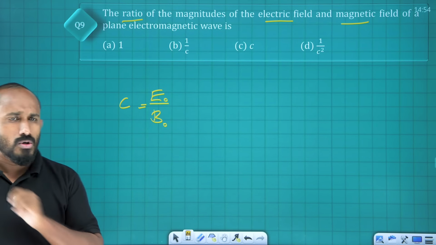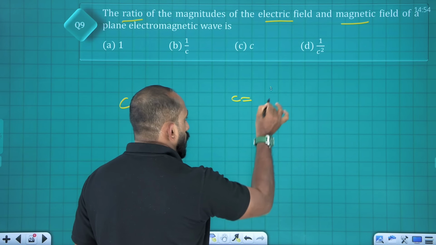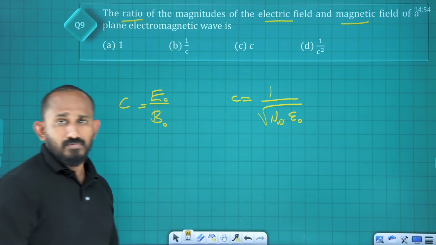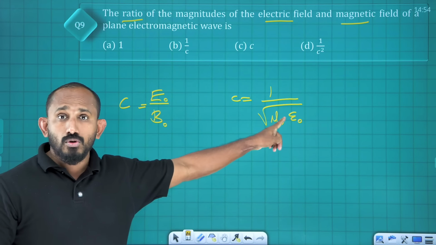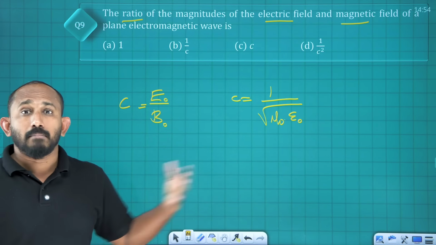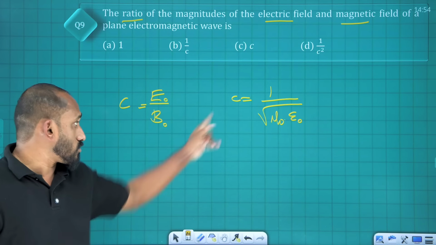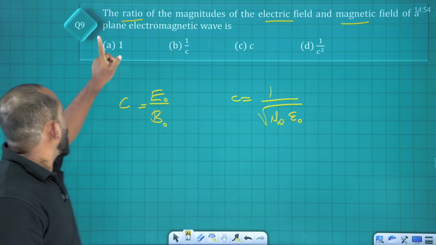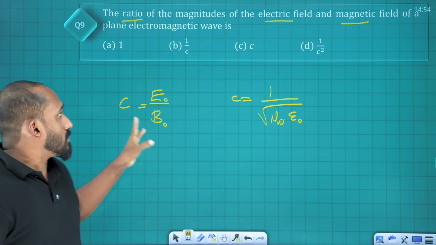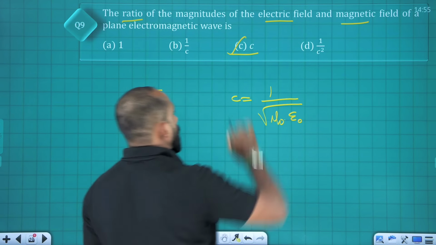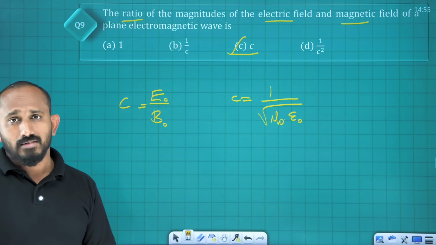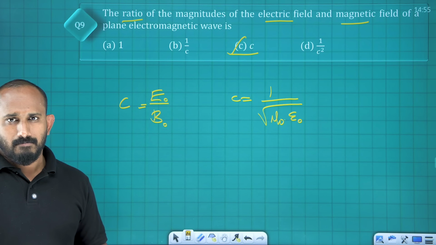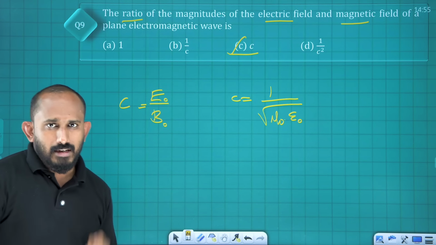Also, this c is related to 1 by root of mu naught into epsilon naught, the permeability of free space into the permittivity of free space. Electric and magnetic concepts you can mix together. So here, the ratio of the electric and magnetic fields is equal to c only. So c is the correct answer: the speed of light. Let's go for the next question.